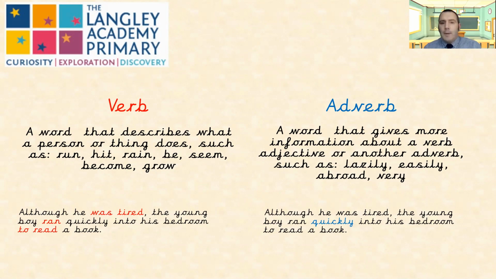Our adverb. So this is a word that gives more information about a verb, an adjective or another adverb, such as lazily, easily, abroad, very. So going back to our sentence, in this one in blue, we've got our adverb. Although he was tired, the young boy ran quickly into his bedroom to read a book. So quickly being the adverb in the sentence, because it's describing how he's run into his room.